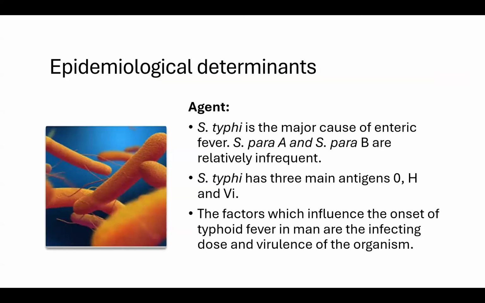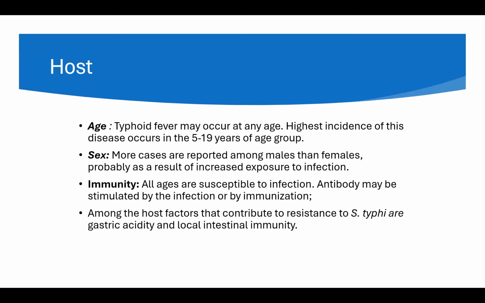Now we come to epidemiological determinants. So, what is the agent? Salmonella Typhi is the major cause of enteric fever. Salmonella Paratyphi A and B are relatively infrequent. It has three main antigens: O, H, and Vi. The factors which influence the onset of typhoid fever in man are the infecting dose and virulence of the organism.